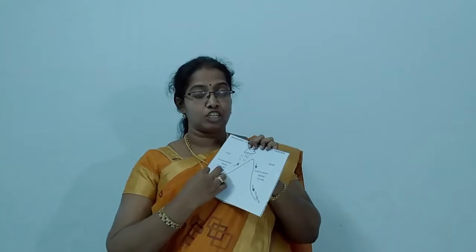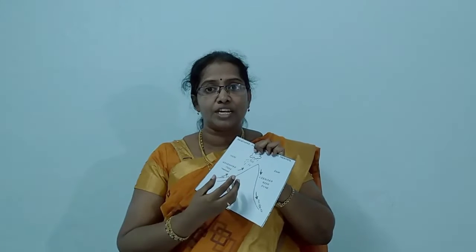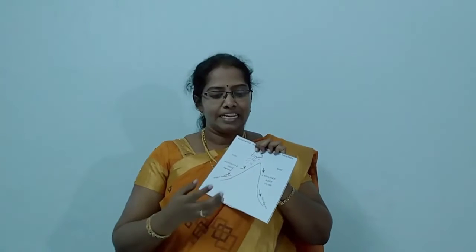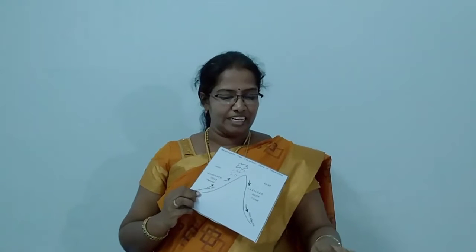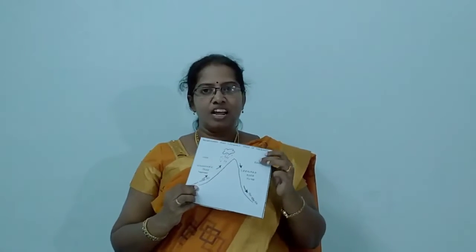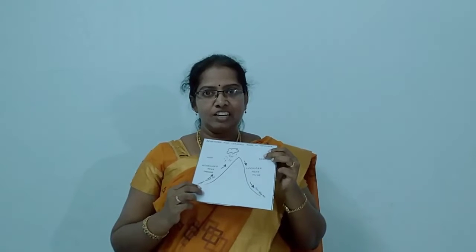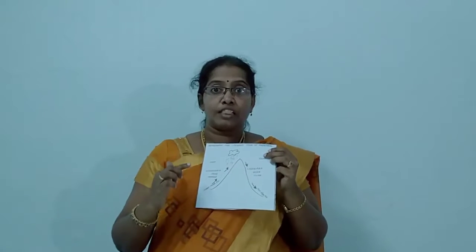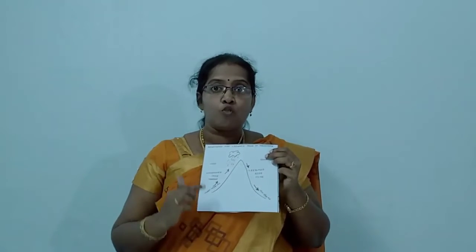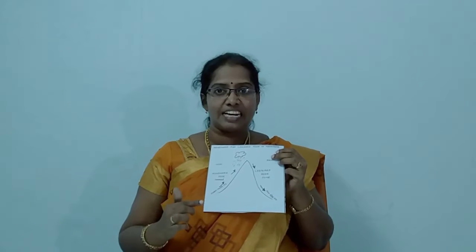In the altitude paragraph, I also said something. When the altitude increases, what is the meaning? The height increases. When the height increases, automatically the temperature will decrease. For every 1000 meters, the temperature will be 6.5 degrees Celsius less, like that I said on that day.